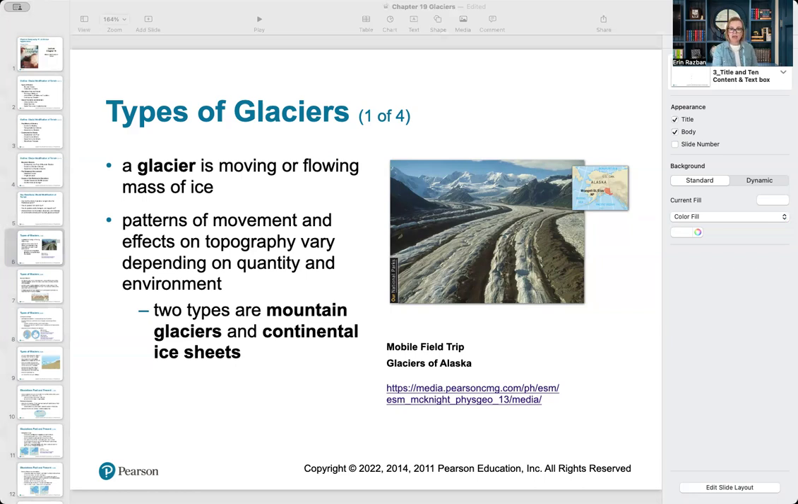All right, so, types of glaciers. Not all glaciers are created equal. A glacier's movement pattern and its effect on shaping topography vary considerably depending on the quantity of ice and particularly the environment. Let's break down the two major categories. We have mountain glaciers, which are smaller, and continental ice sheets, which are huge, enormous ice sheets. We're going to talk about each of those.